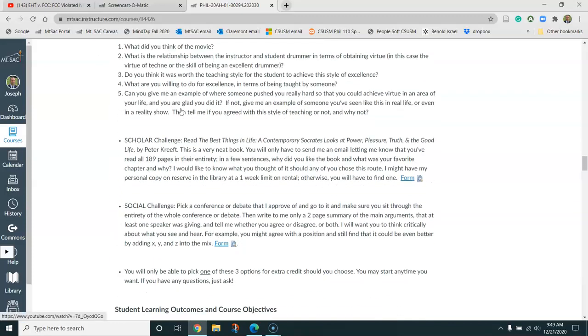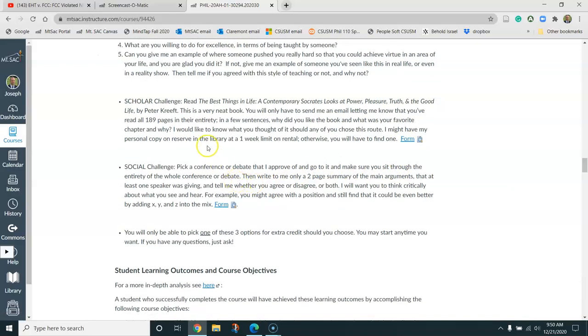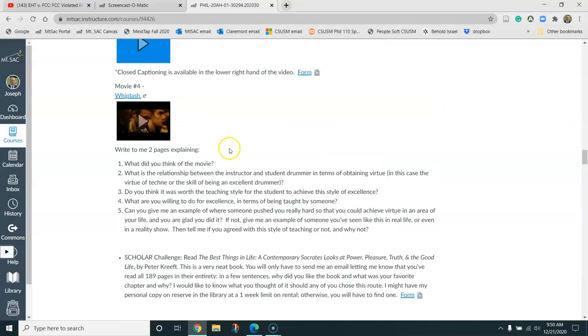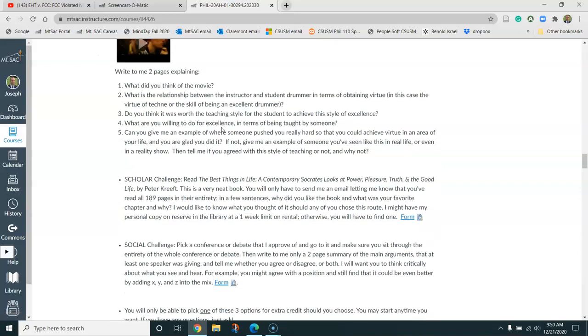Okay. Scholar Challenge. You have to get this book on your own. Read the whole thing. 189 pages. Fill out this form. The form basically says, you're swearing to me that you read the whole book, and you tell me your favorite chapter, what it was, and why. A few sentences, done. Each challenge is different the way I do this. So The Scholar Challenge is more reading. The Hipster Challenge is more movie watching, a little bit of engaging with critical questions.